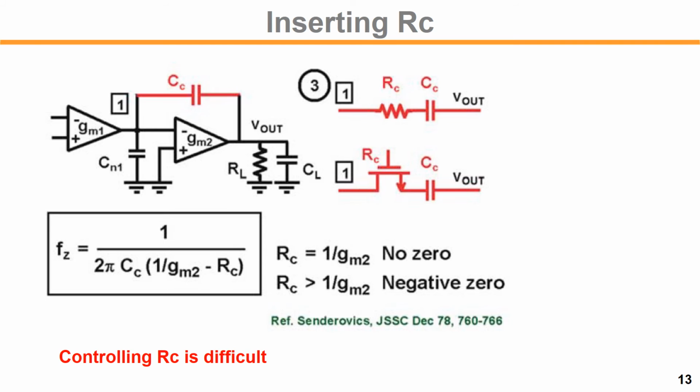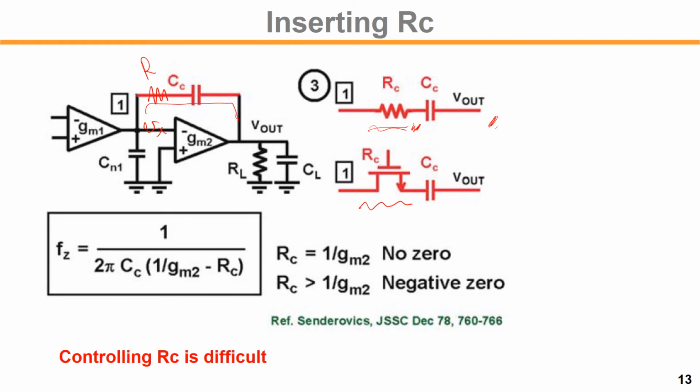So another way to remove the positive zero is to add a compensation resistor in series with the CC, like this. This resistor can be implemented as a poly resistor or a transistor. So what value of the RC is used? We can derive the equation similarly. Let's say there is an RC there, we can do the same analysis.